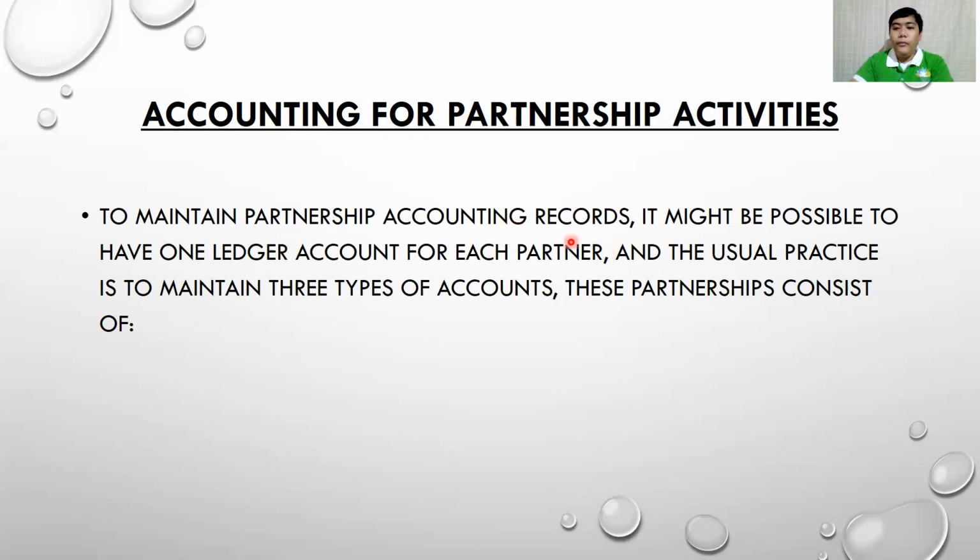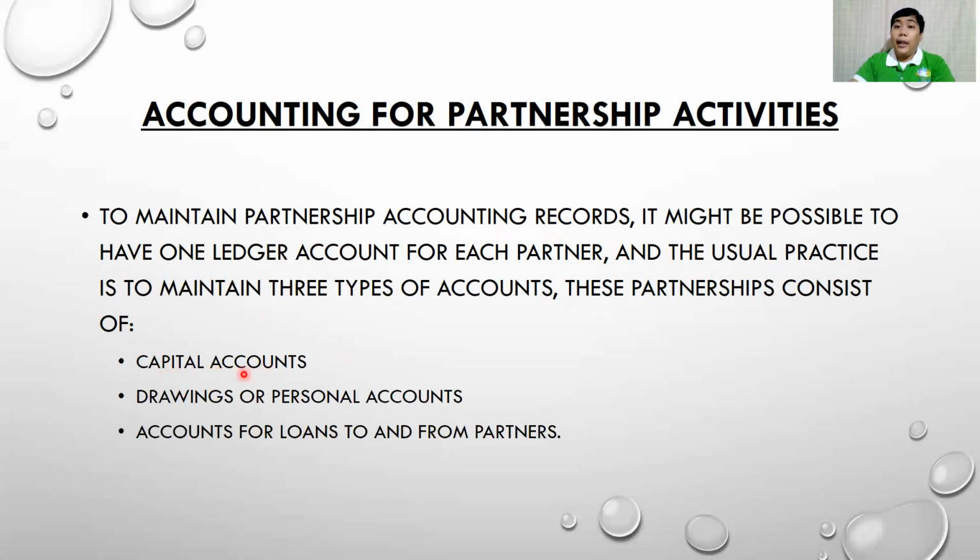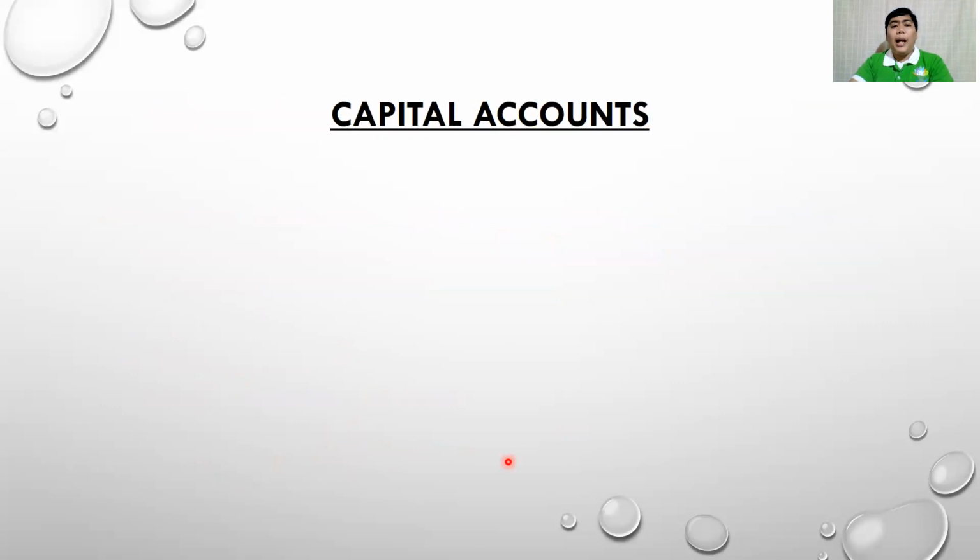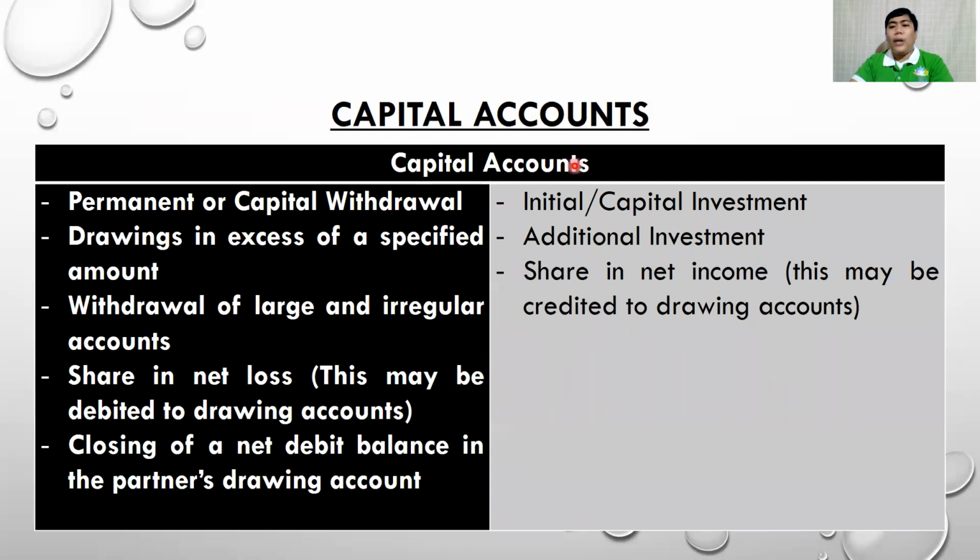In the usual practice, it is to maintain three types of accounts. This partnership consists of, number one, capital accounts, of course more than one, the drawings or personal accounts, and the accounts for loans to and from partners. Okay, so let's discuss one by one. For capital accounts, these are the transactions that affect the capital accounts of each partner.